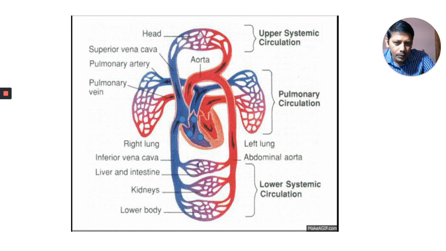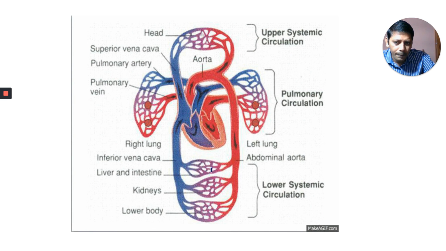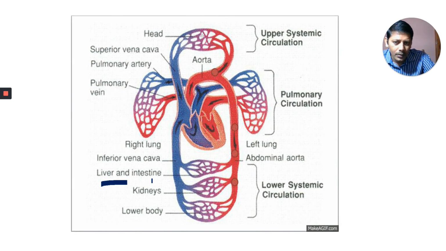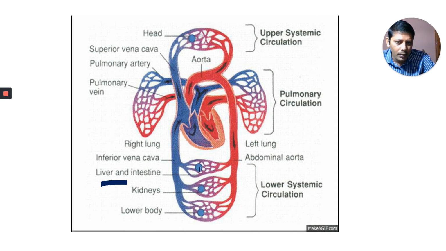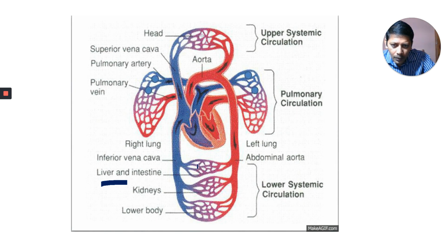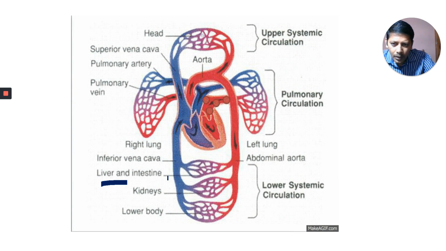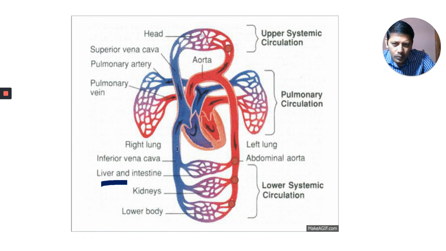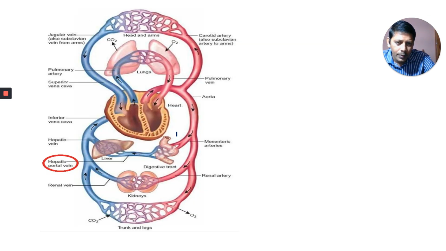What is this one? There is a liver here, the liver and the intestine. Here you can observe the liver, and from the liver the blood is coming to this part. I will show you here. What is this one? Liver. Which blood vessel brings blood from the gut, the digestive tract, to the liver? That is called the hepatic portal vein.